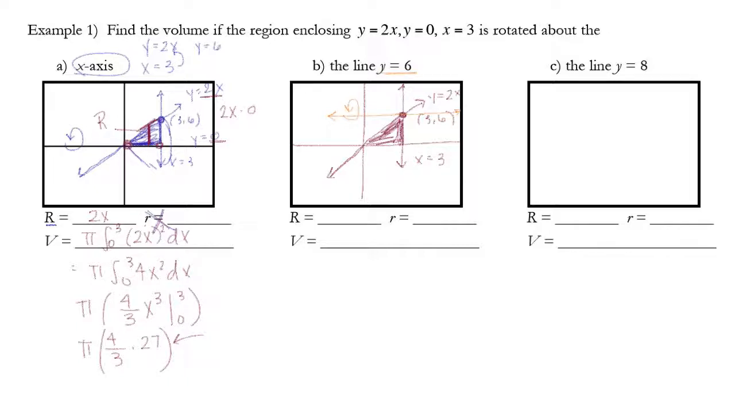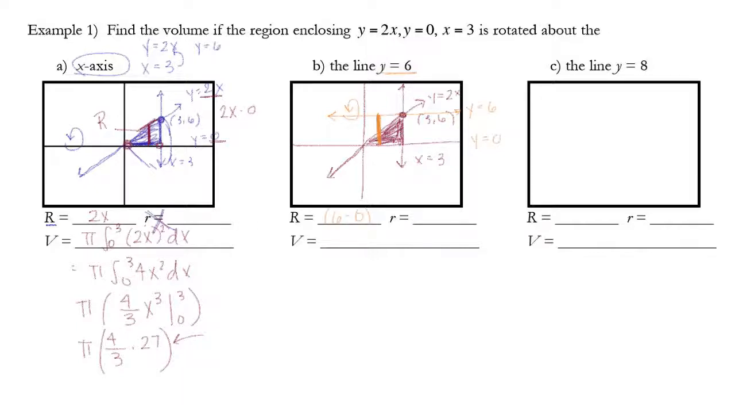Okay, so let's erase some of that terrible work there. And let's see what big R and little r would be. So big R would be our longer radius. So that would encompass this entire portion here. So what would be the distance from here to here? Well, this is the line y equals 6. Down here is y equals 0. So big R would be 6 minus 0.